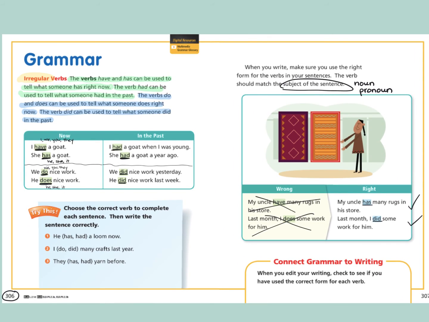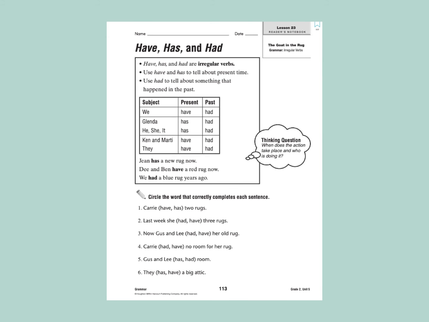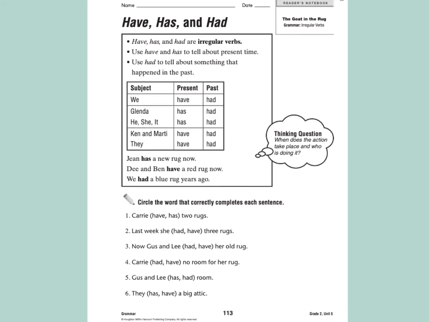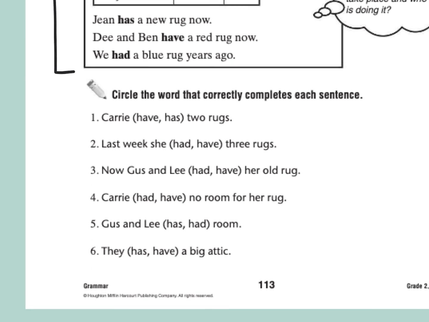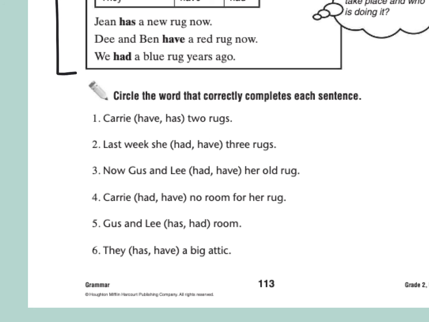Okay, now it's your turn to try this out. So take out your reader's notebook, and you're going to turn to page 113. Now this page focuses on have, has, and had. And the top part right here reminds you of what I just taught you. It tells you to use have and has for the present, for now, and to use had for something that happened in the past. And it also gave you some examples. Your job is to read these sentences and look at the subject, the noun, to figure out which word you should use.